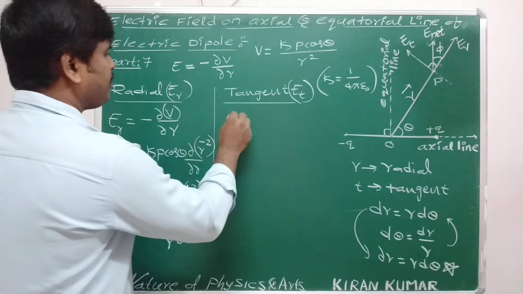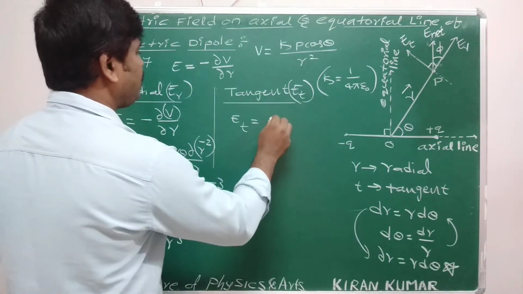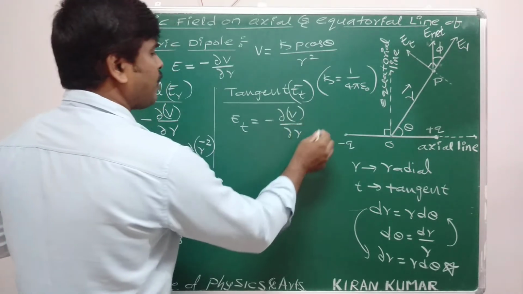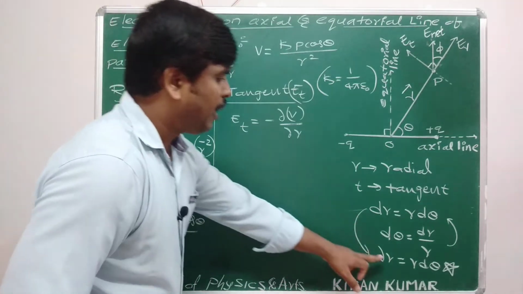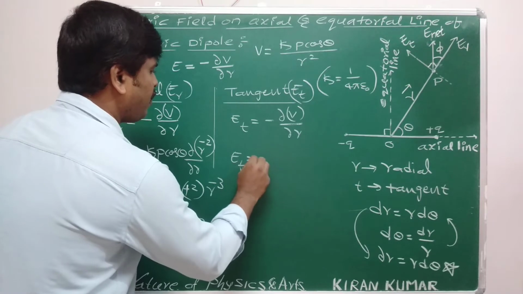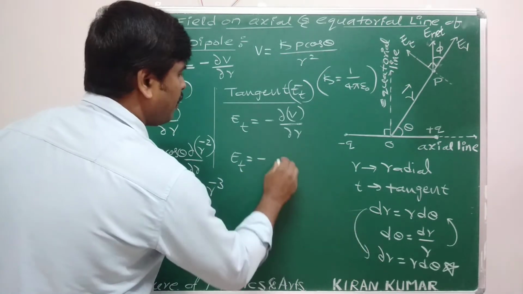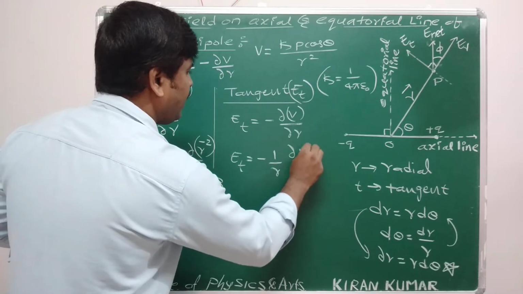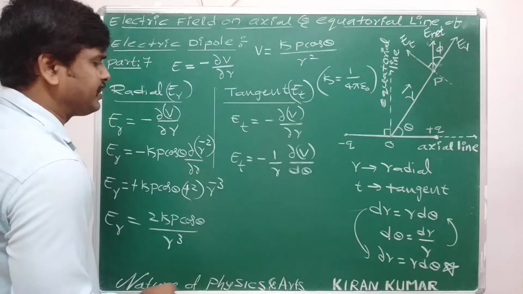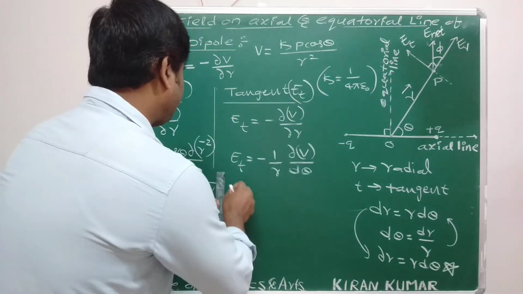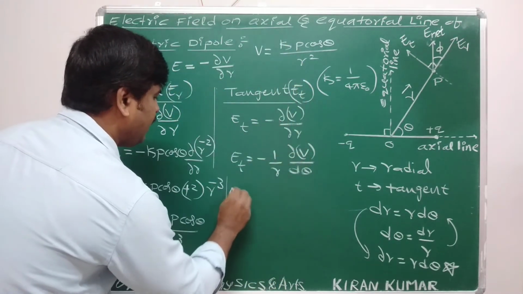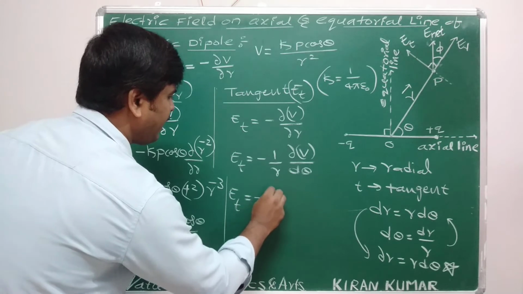For this again I am using E_T which is equal to minus dou V divided by dou R. So for the tangential value, we have to replace dou R, so that E_T is equal to minus 1 by R dou V divided by, in the denominator only, d theta. Try to understand.